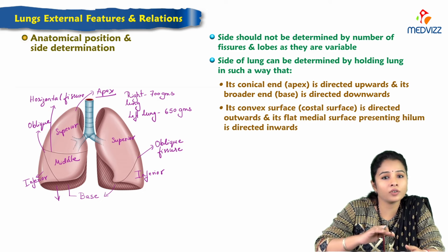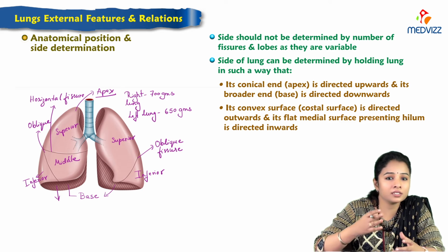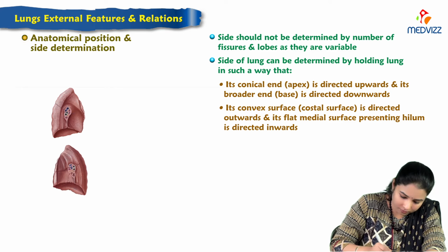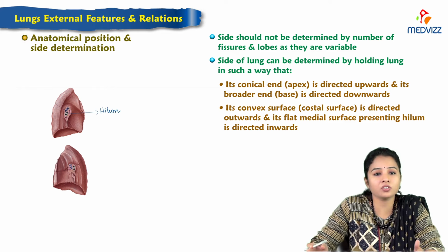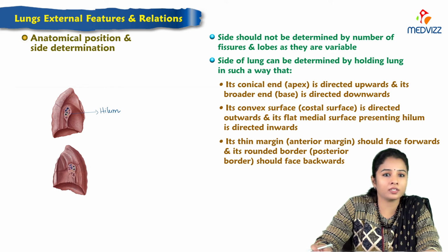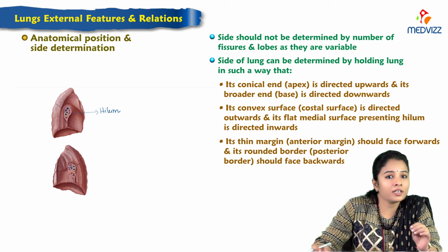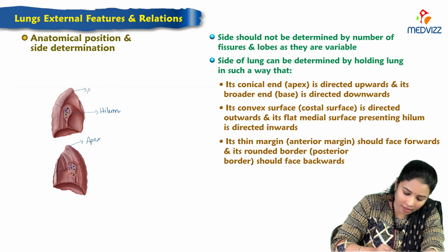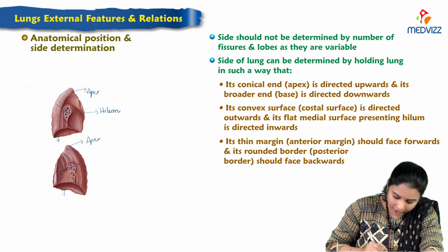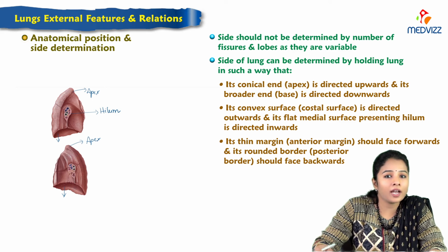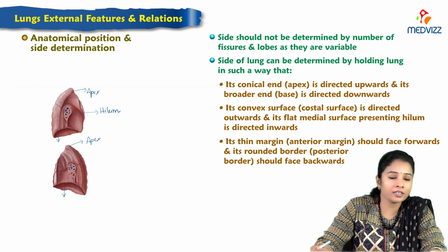The outer surface is the convex costal surface. It is directed outwards, and its flat medial surface presents a hilum. We can see this is the hilum on the medial surface, which has to face the medial side. The anterior border is the thin border and the posterior border is usually thick. I'll just repeat: the conical end, that is the apex, should be upwards, the base directed downwards, the convex costal surface directed outwards, and the flat medial surface presenting the hilum directed medially.